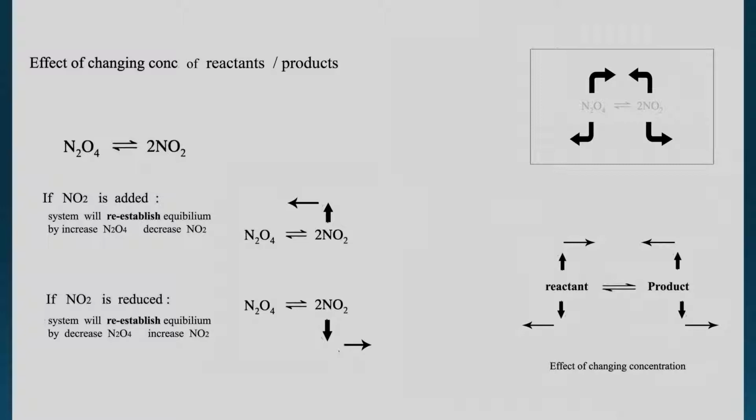Reactant. If you put in more reactant, you add more reactant, equilibrium will shift forward. But if you remove the reactant, you take away the reactant, equilibrium will shift in reverse.